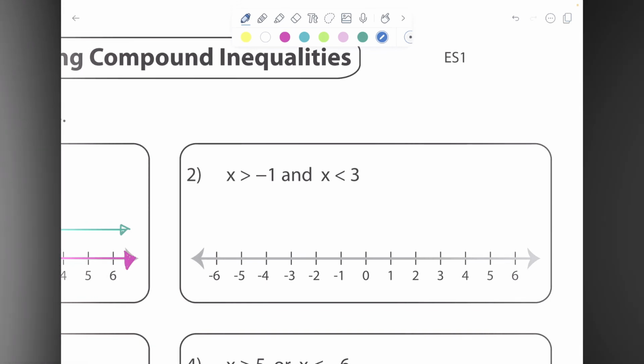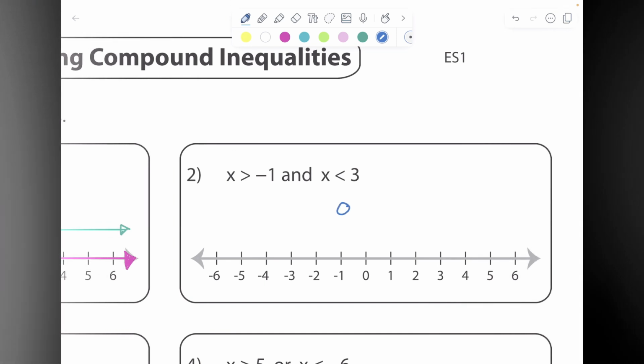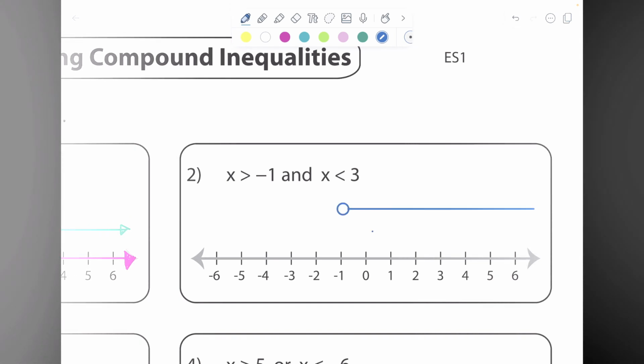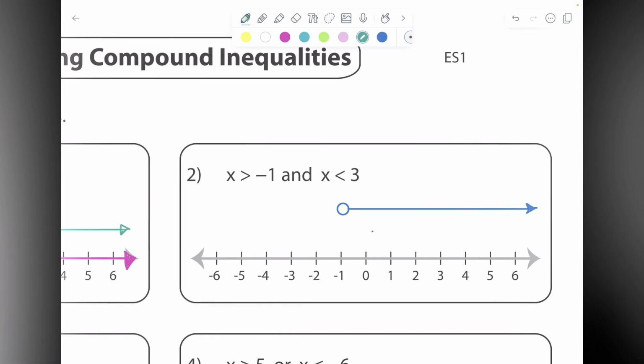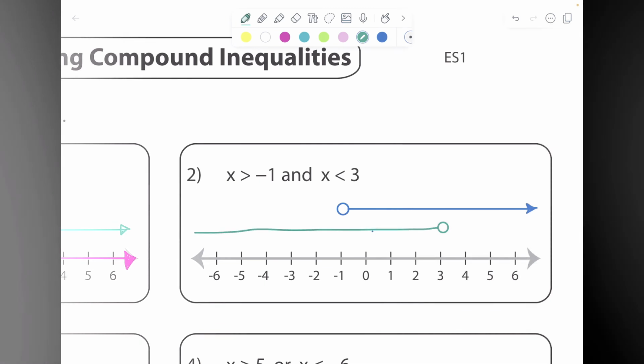I'm going to do everything greater than -1. So above the -1, I'm going to make a circle, and everything greater than -1. And then I'm going to do everything that is less than 3. So I'm going to do an open circle and everything less than 3.